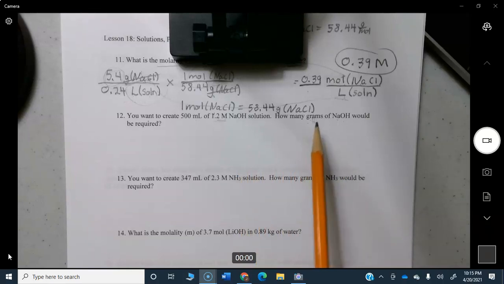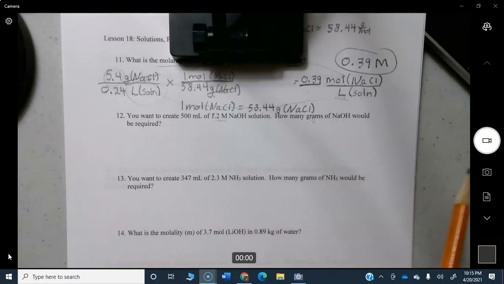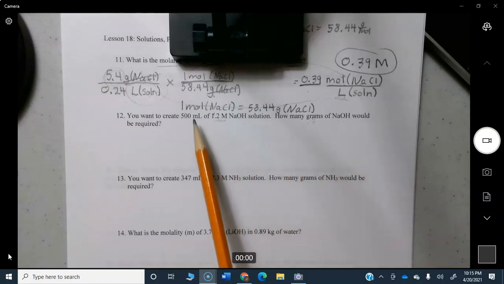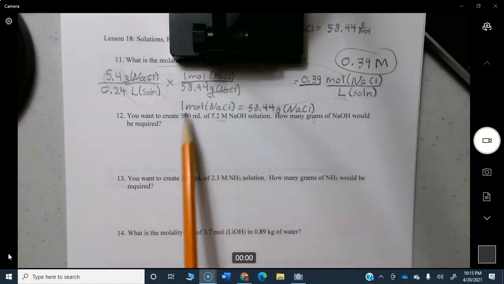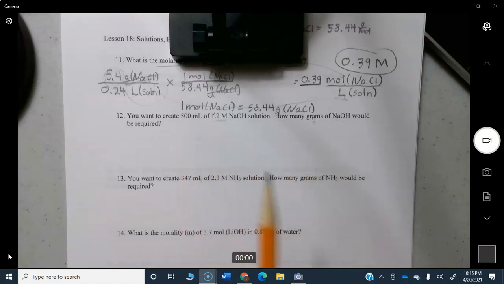This is something you would measure on the scale. How many grams? How much does it weigh? So how many grams on the scale of NaOH would you need? Would you need to measure out on the scale and then mix with 500 milliliters of solution? It's actually the two mixed together are going to be 500 milliliters, and we'll talk about that sometime. I think we may have mentioned it, how you mix a solution like that. But for right now, let's focus on what we're doing here.